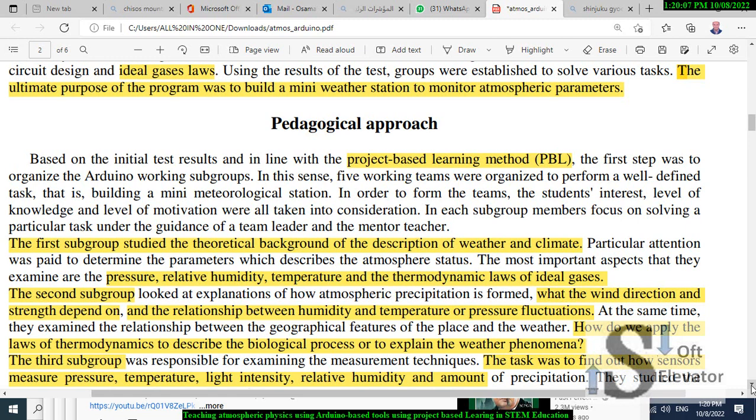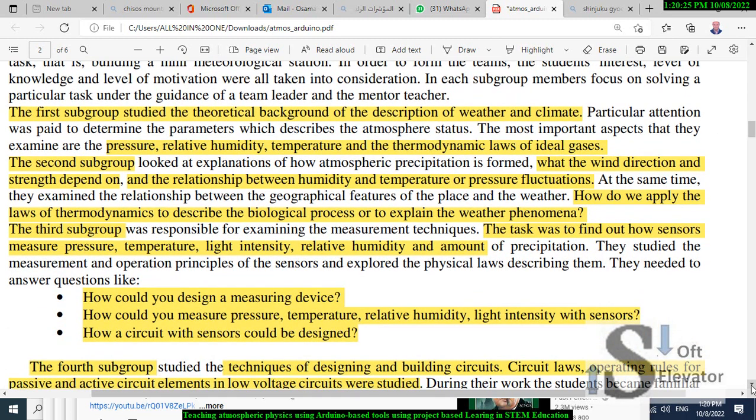The third subgroup's responsibility was to find out how sensors measure pressure, temperature, light intensity, relative humidity, and amount of precipitation. So they needed to answer questions like, how could you design a measuring device? Or how could you measure pressure, temperature, relative humidity, light intensity with sensors? How could a circuit with sensors be designed?